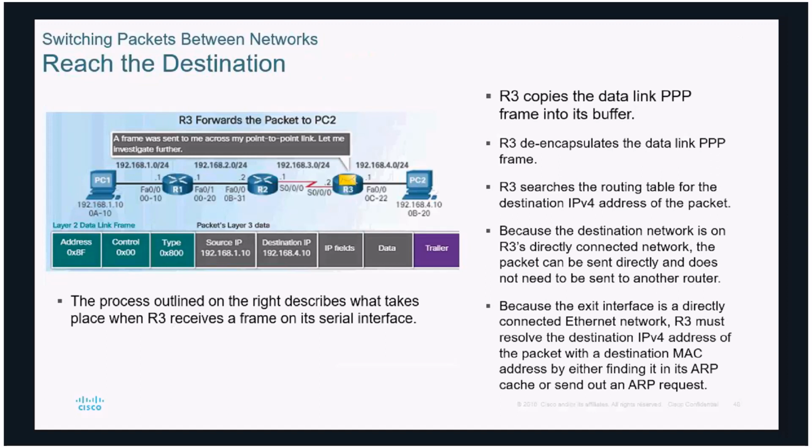Because it's now on a directly connected network, R3 can resolve the IP address and get the MAC address from the cache. It's on a local network area here, so you can look up the ARP cache, or do an ARP request, get that MAC address and complete that delivery.